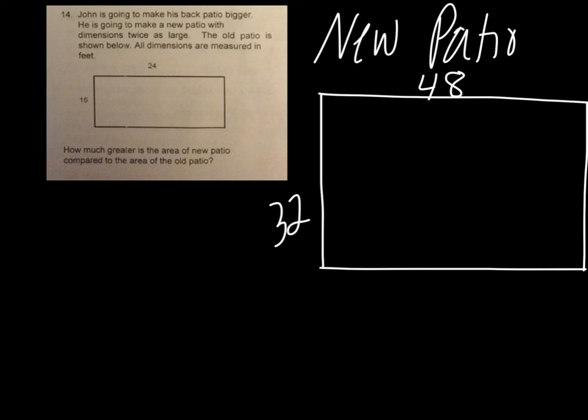And the last question, John is going to make his back patio bigger. He's going to make a new patio with the dimensions twice as large. So over here I've drawn the new one. It will be 48 by 32. And then the old one is shown below. How much greater is the area of the new patio?